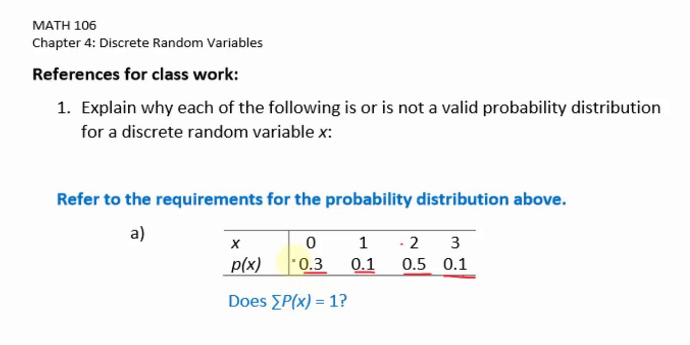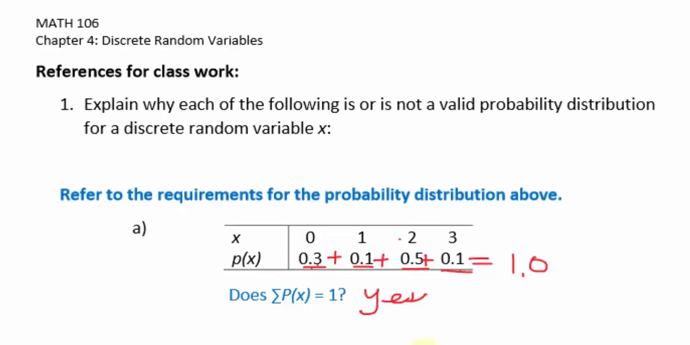And then the second criterion is that the probabilities add to 1. So 0.3 added to 0.1, added to 0.5, added to 0.1, and that total would be 4 plus 5 is 9, and 1. That is 1.0. So the summation of those probabilities does equal 1. So we could say that this would represent a valid probability distribution.